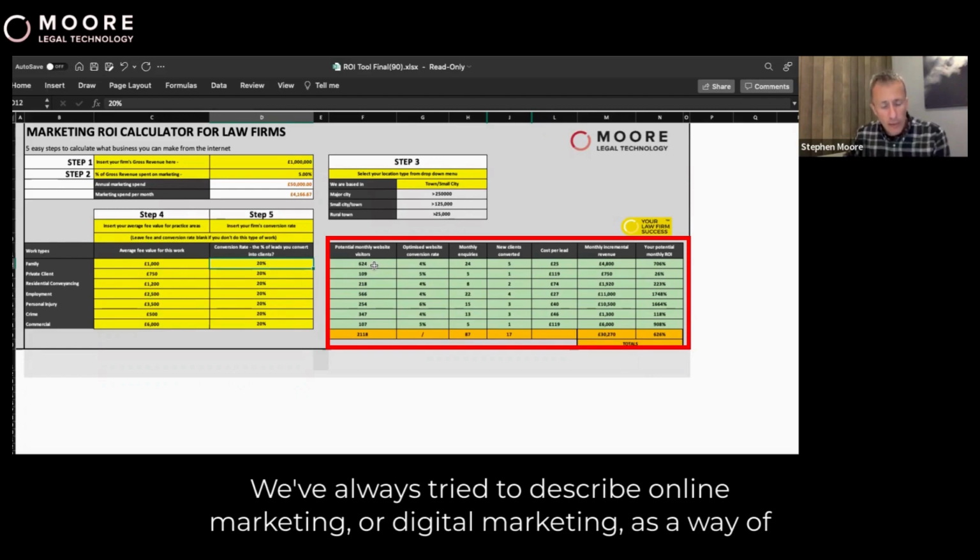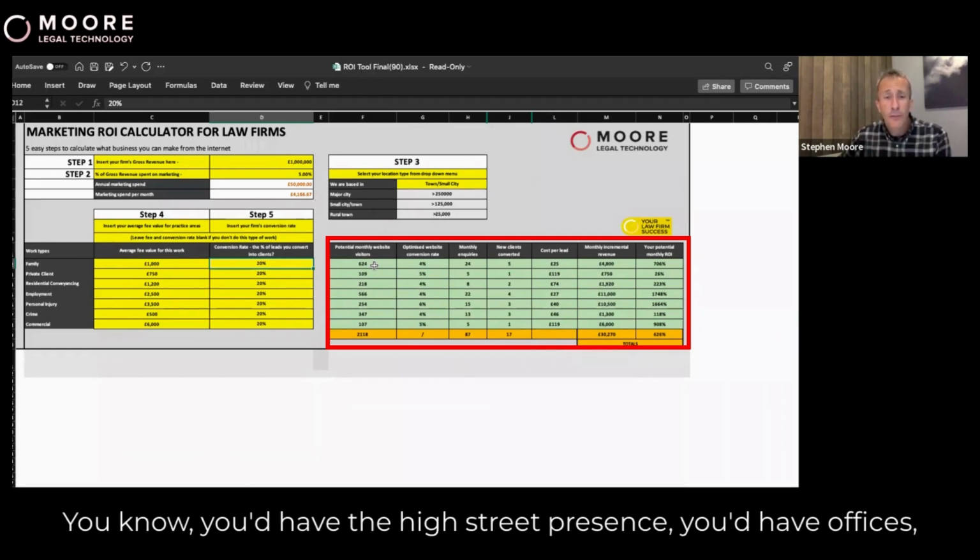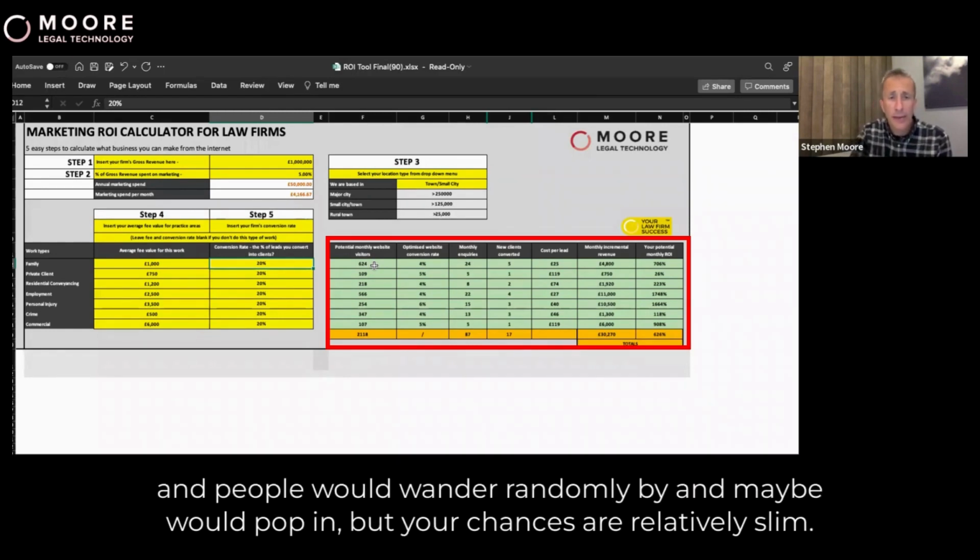We've always tried to describe online marketing or digital marketing as a way of putting your firm on a street full of people actually looking for what you do. You'd have the high street presence, you'd have offices, and people would wander randomly by and maybe would pop in, but your chances are relatively slim.